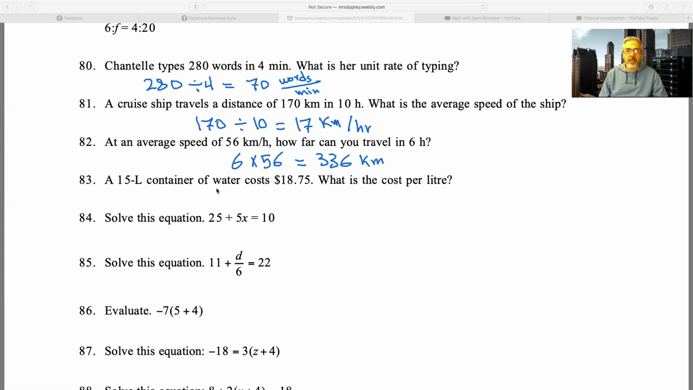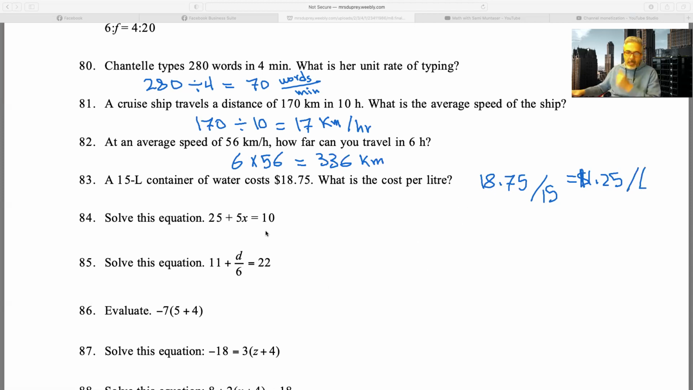A 15-liter container of water costs $18.75. What's the cost per liter? Well, for this one here, you have to go 18.75 divided by 15 liters, and it will give you $1.25 per liter.